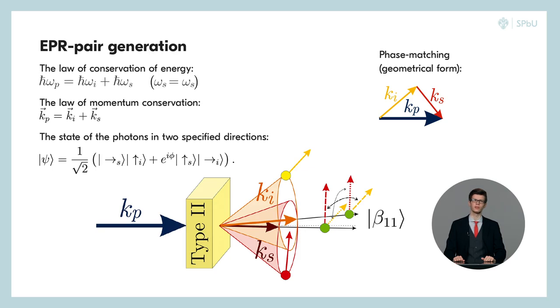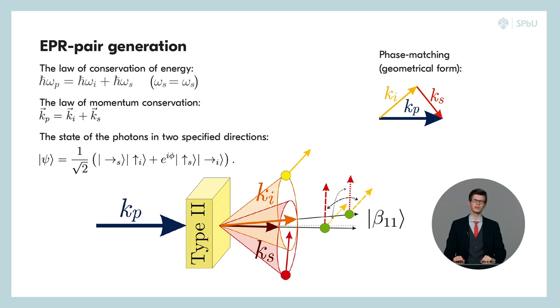In accordance with the law of conservation of energy, the sum of energies of signal and idler photons must be equal to the energy of a pumping photon. We are interested in a degenerate parametric process, where the frequencies of the signal and the idler photons are equal. The total momentum is also conserved, and this is often referred to as phase matching. According to this condition, the propagation directions of signal and idler photons are interconnected, and the sum of the corresponding wave vectors for these photons must be equal to the wave vector of the pumping photon.